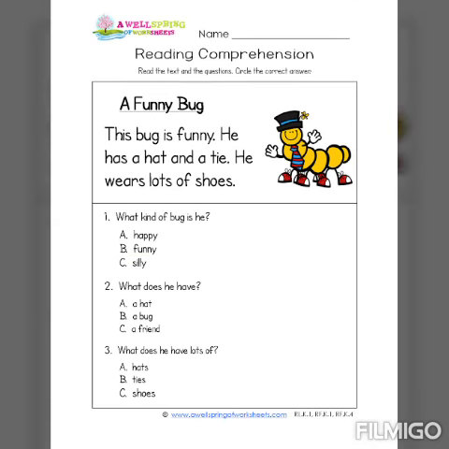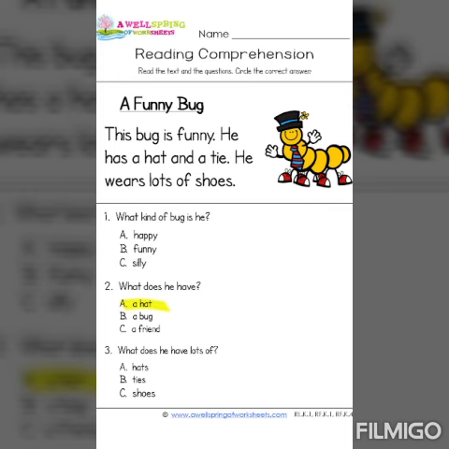The first question is, what kind of bug is he? The first option is A, happy, B, funny, and C, silly. The right answer is B, funny. Now the second question is, what does he have? A option is a hat, B, a bug, and C, a friend. And what will be the right answer?